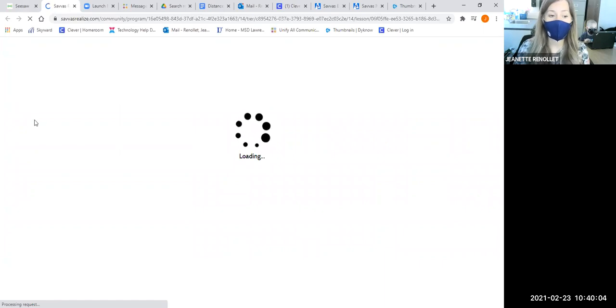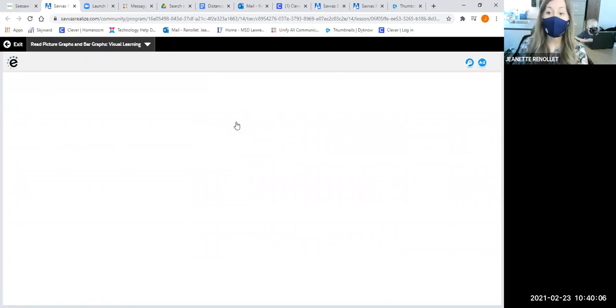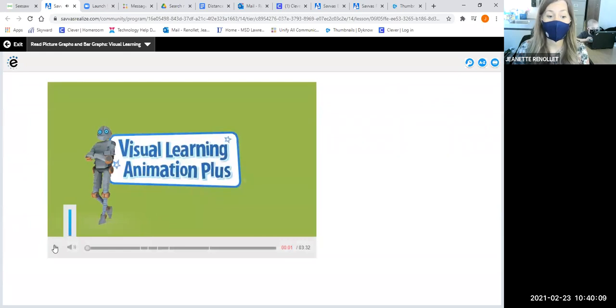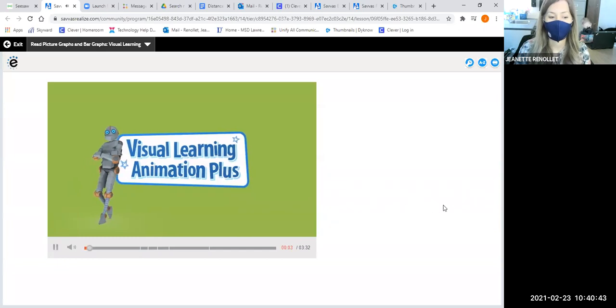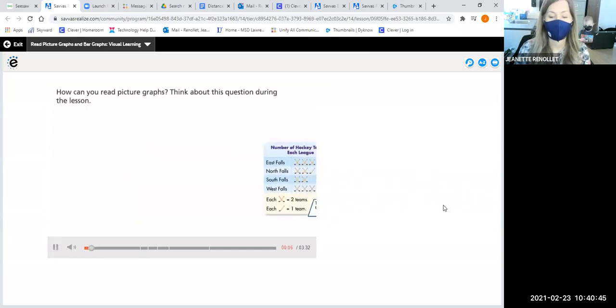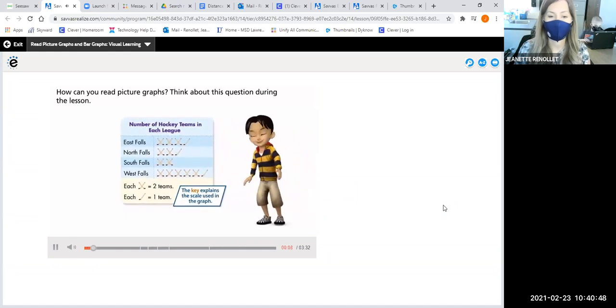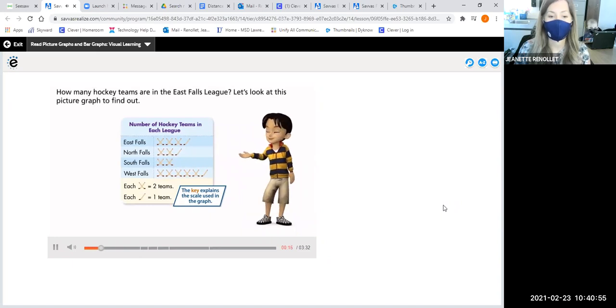Let's look at our visual learning example from Pearson to help us understand our example from the textbook. How can you read picture graphs? Think about this question during the lesson. How many hockey teams are in the East Falls League? Let's look at this picture graph to find out.